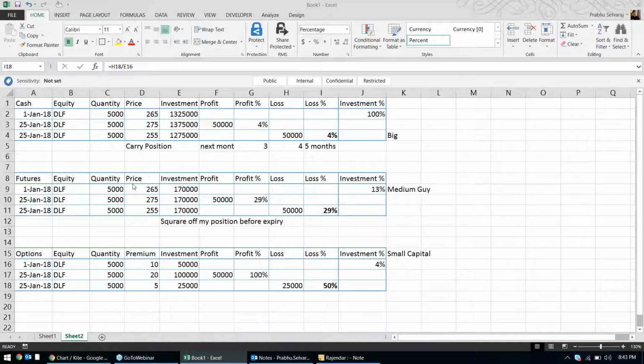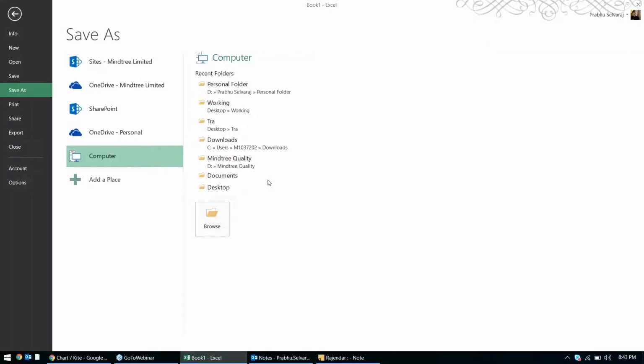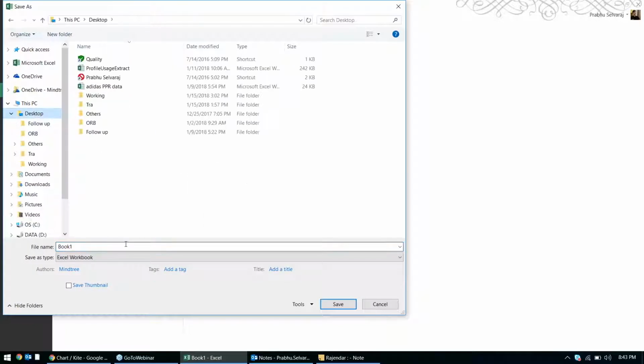People want an Excel sheet. This is just an illusion, okay? But the concept is the same. The concept is the same. It does not go anywhere. I mean, the concept will not change. Okay.